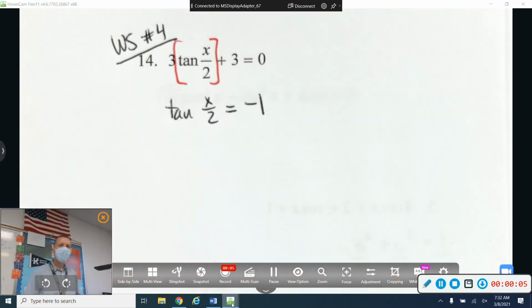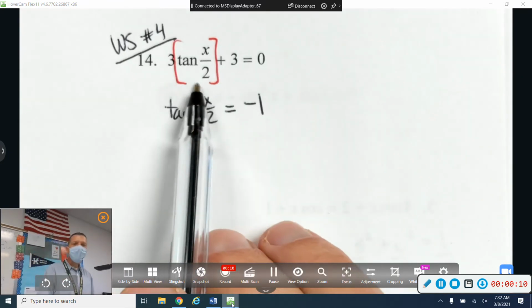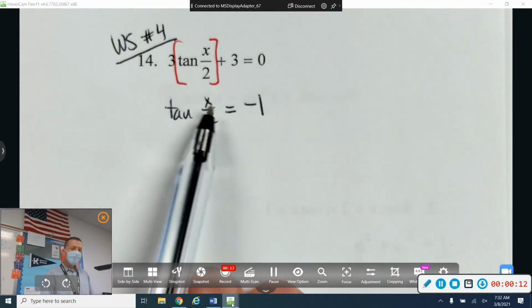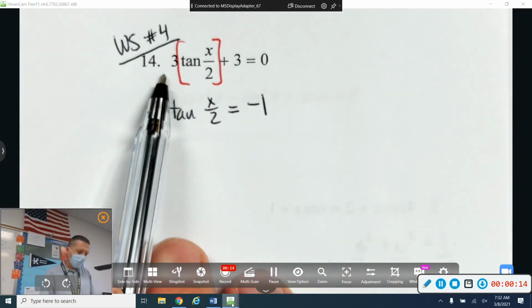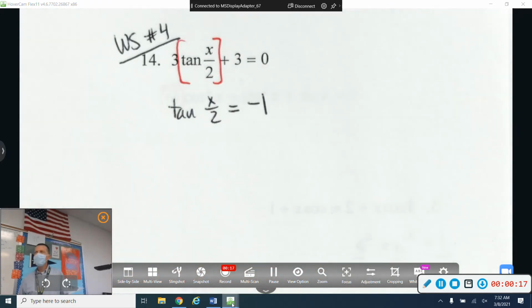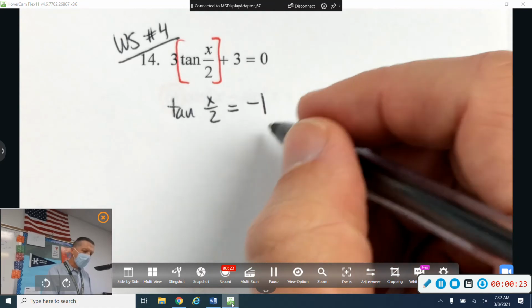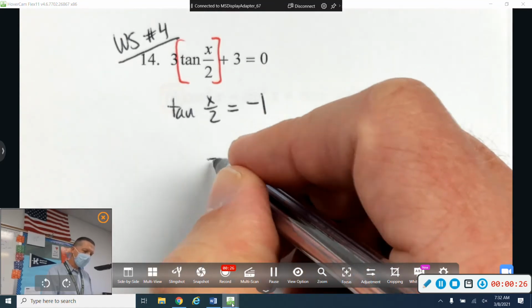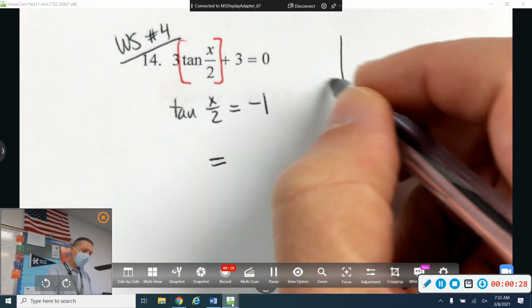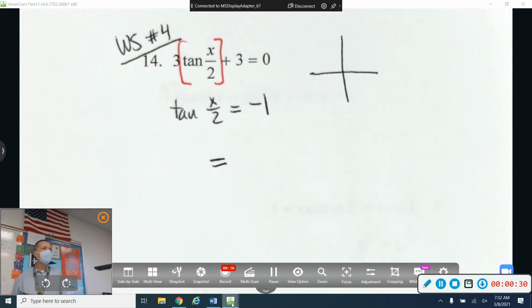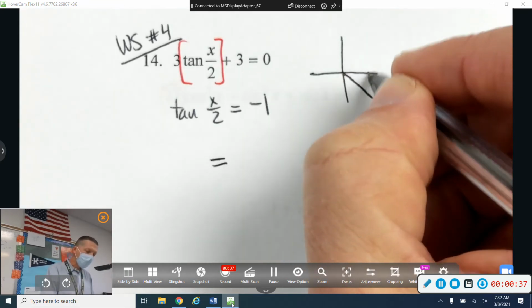So let's answer a couple from worksheet 4. Number 14, let's get tangent of x over 2 by itself first. So subtract the 3, divide by this 3, tangent of x over 2 equals negative 1. So don't worry about the x over 2 yet, but do worry about where is tangent equal to negative 1. Where is tangent equal to negative 1? Negative pi over 4.